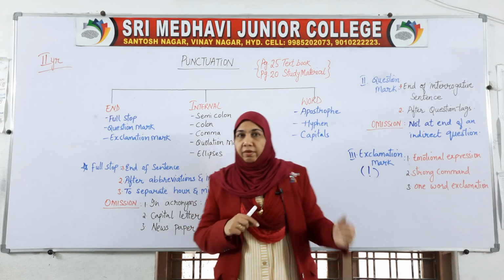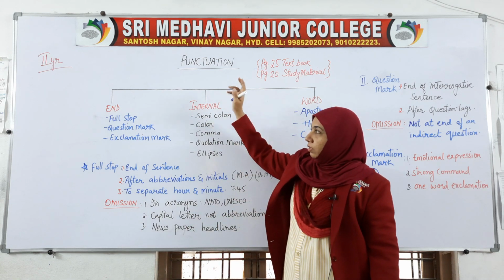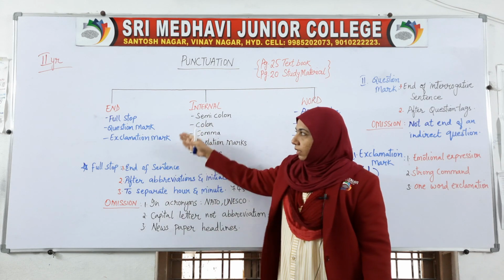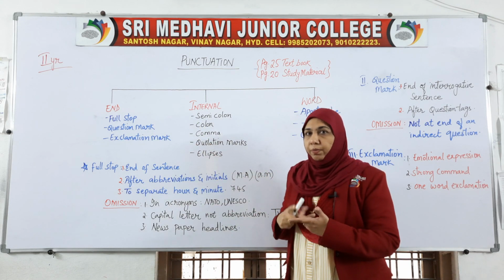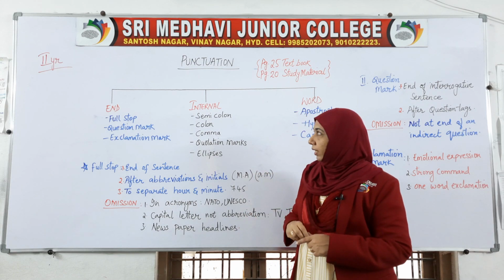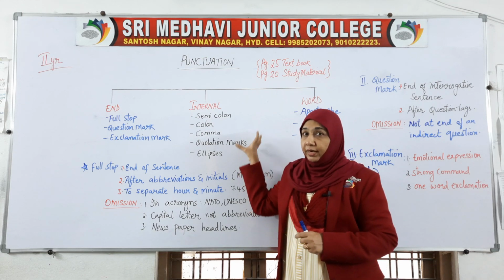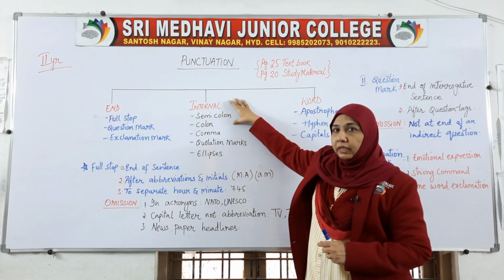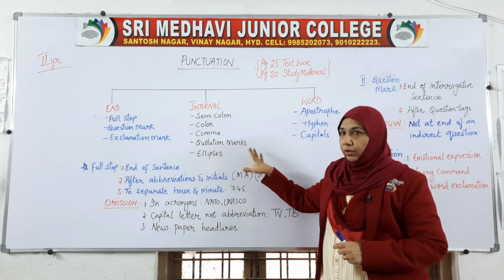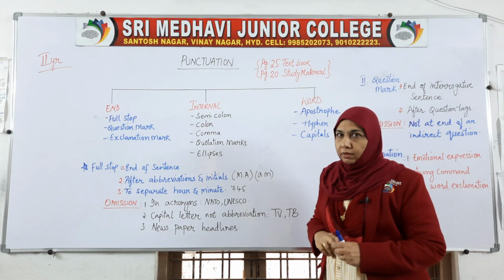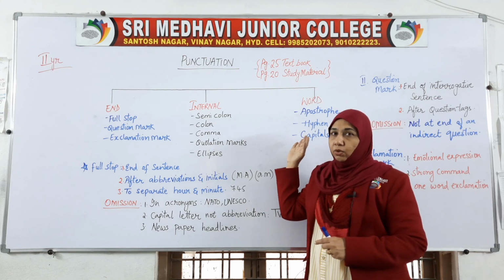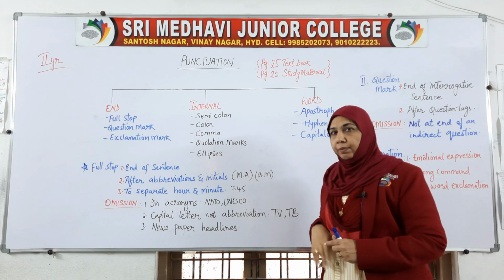I hope you have understood the punctuation quite well, and in that we have discussed end punctuation in detail: the full stop, the question mark and the exclamation mark. In the next class we will try to complete internal punctuation with their symbols: semicolon, colon, comma, quotation marks and ellipses. And the next is word punctuation, that is your apostrophe, hyphen and capitals.